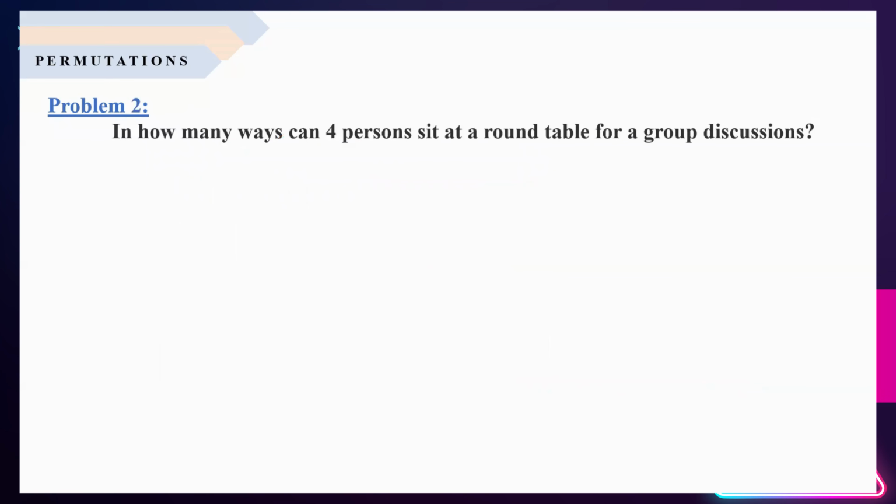Proceed tayo sa ating problem number 2. In how many ways can 4 persons sit at a round table for a group discussions? Una-una, alamin natin ang keyword natin, at ang keyword natin dito sa ating problem number 2 ay round. So, ibig sabihin ito ay tumutukoy sa circular permutation na kung saan ang formula ay permutation is equal to the quantity of n minus 1 factorial.